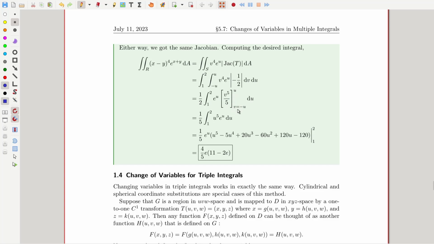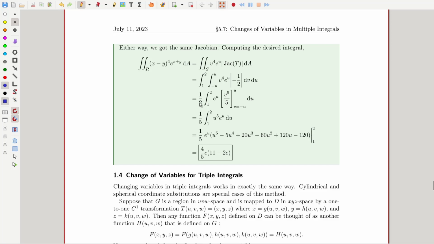Doing the evaluation, both terms are going to give you a u to the 5th. This one gives you u to the 5th. This one is going to give you a minus u to the 5th, which is subtracted because that's the second part of the evaluation. So we have two negatives, which gives you a positive, and so you actually have a total of 2/5 u to the 5th.